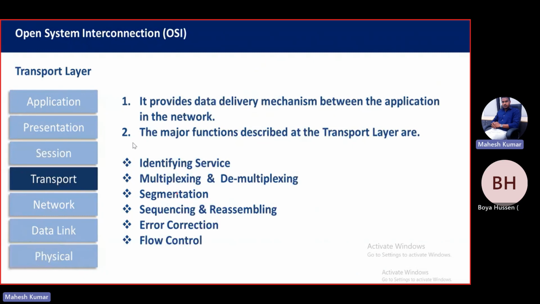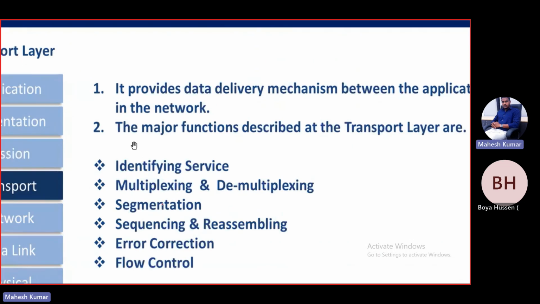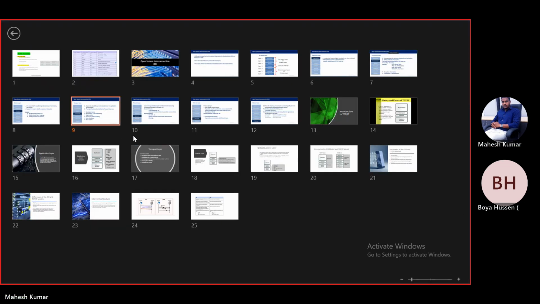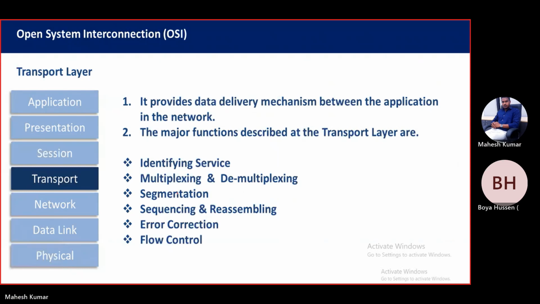What are these? Identification of the service: let's suppose this is HTTP. It will identify that it is HTTP. Multiplexing will be done from the sender side. How to explain that? I will explain it later. Multiplexing.